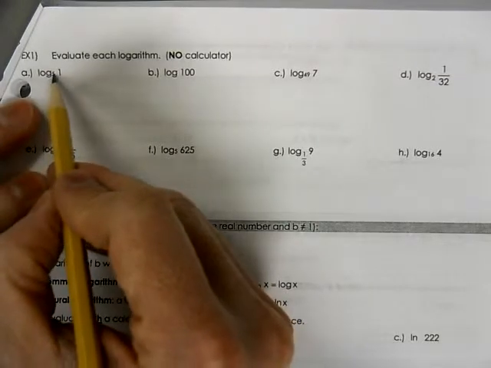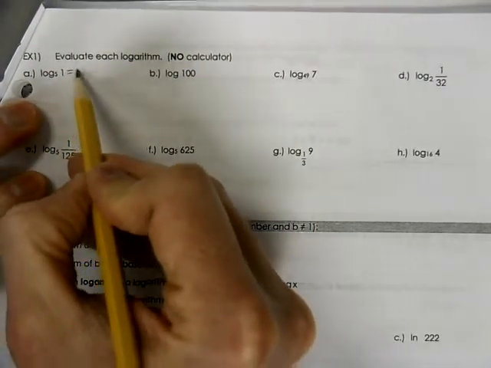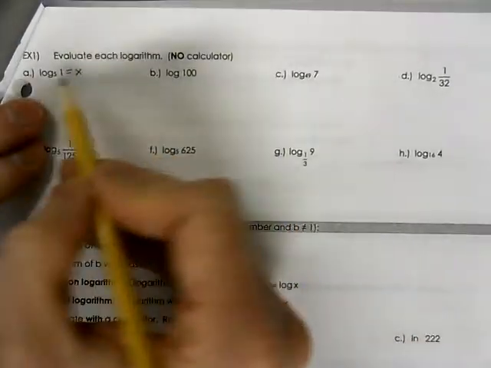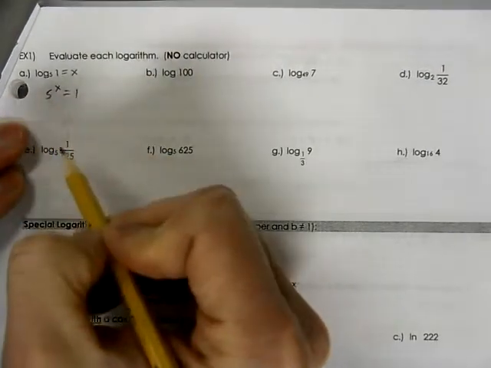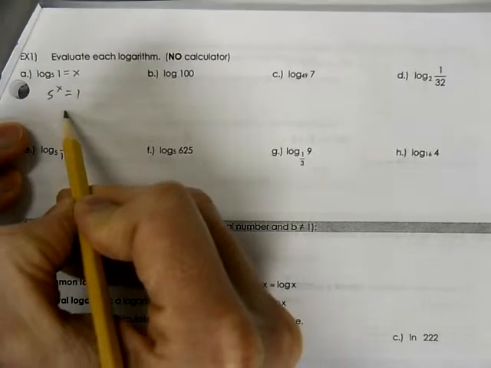Here we're looking at 5 to what power equals 1. You might like to say equals x, because that's what we're trying to figure out. What does this equal? Well, 5 to what power equals 1? Anything to the 0 power equals 1.